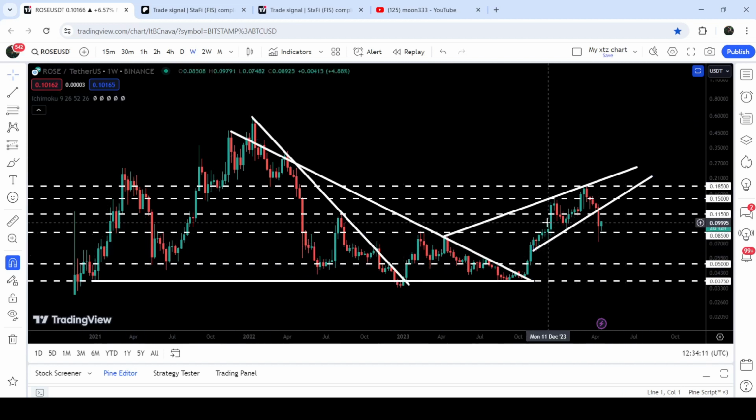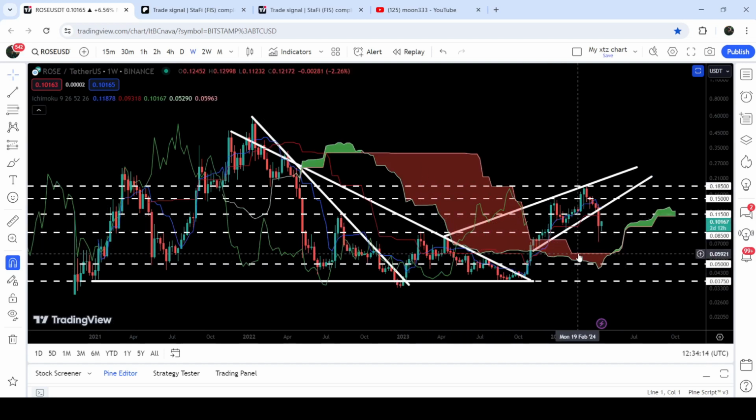At the same time, we will also have this very huge support of the Ichimoku bearish cloud that was previously working as a resistance. And before the support of 5 cents, we will also have the support of the Ichimoku bearish cloud.